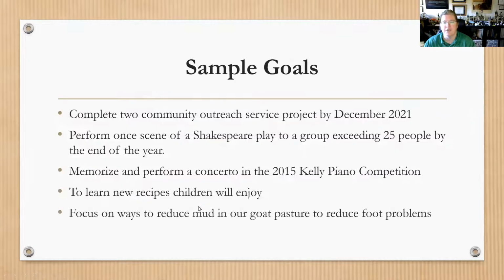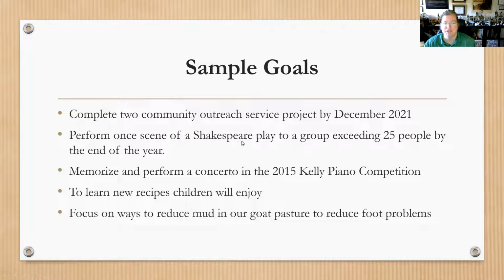So let's look at a few of these goals and see whether we think they meet the standards. Complete two community outreach service projects by December 21st. This person's project was civic engagement, so this goal would meet that it was related to that project. Is it specific? We felt it was, they're saying they're going to do the service projects. They have a date, so we have a timely component. It's relevant to their project, so they would have gotten full SMART goals for that.